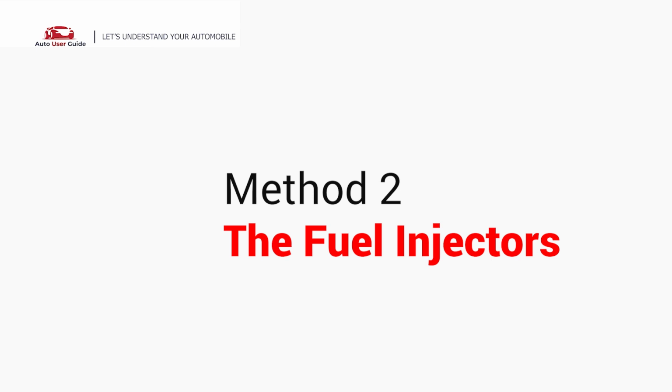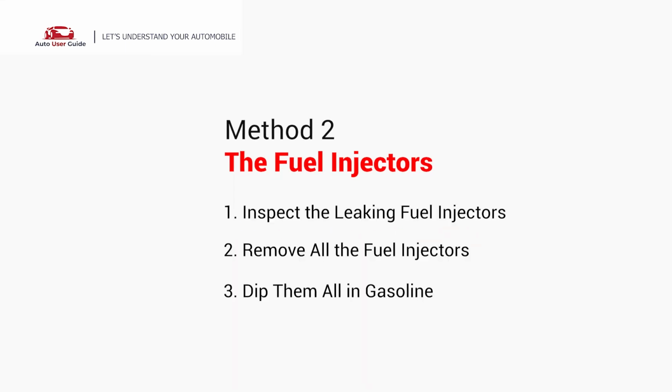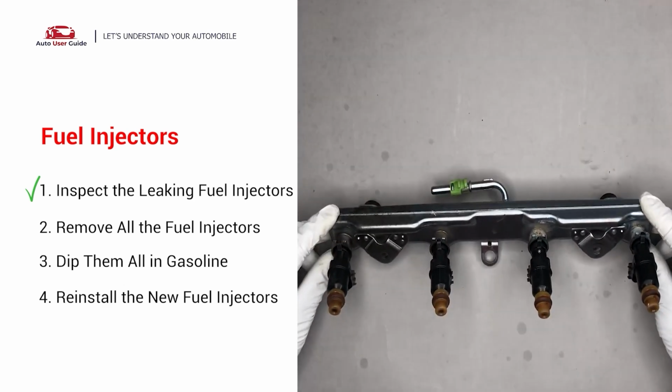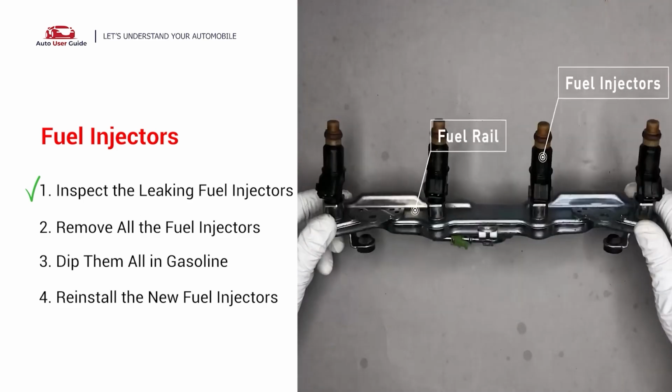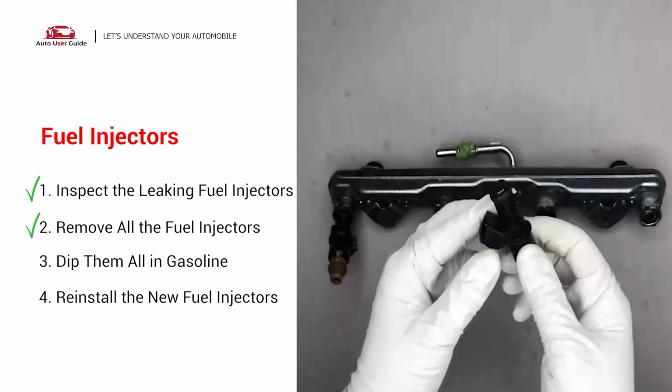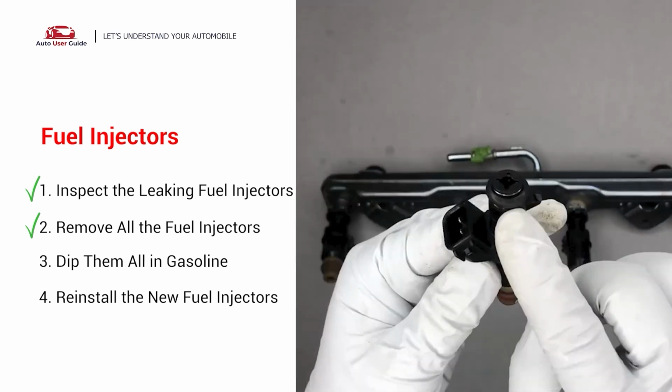Method 2: Check the fuel injectors. The fuel injectors are mounted in the intake manifold so that they spray fuel directly at the intake valves. Inspect for leaking fuel injectors on the fuel rail. Carefully remove the fuel injector. Make sure the new injector has new seals, and never reuse the old seals.